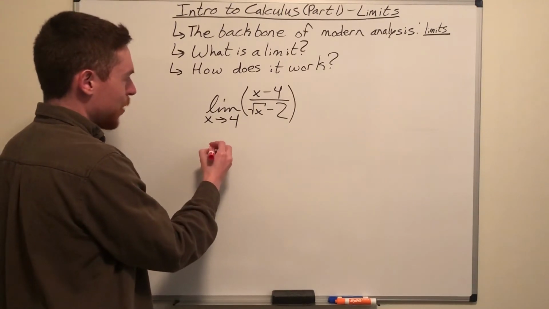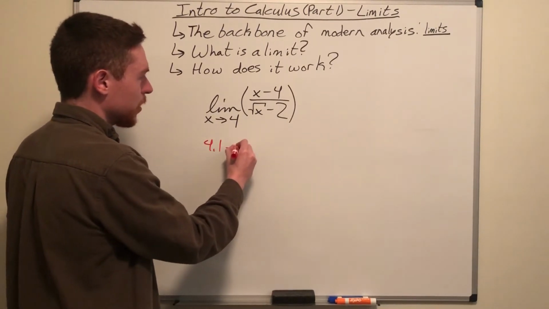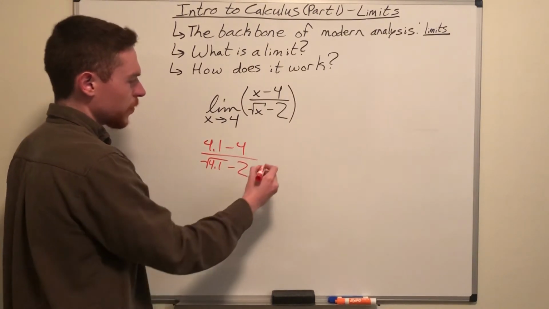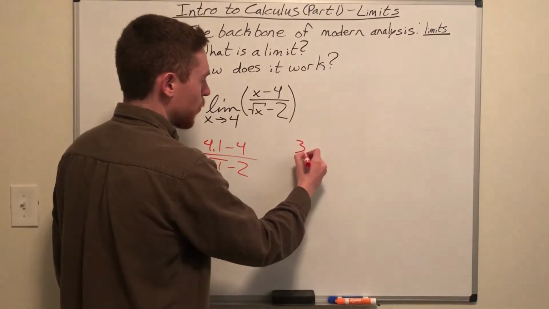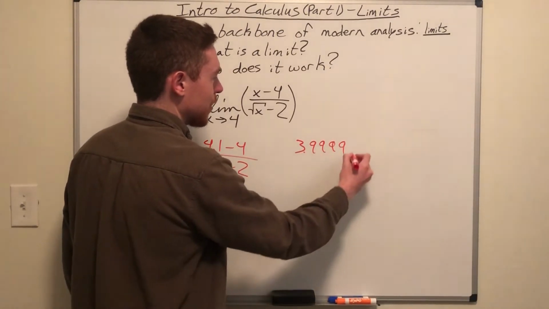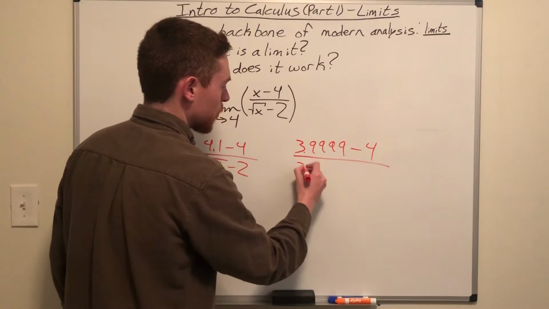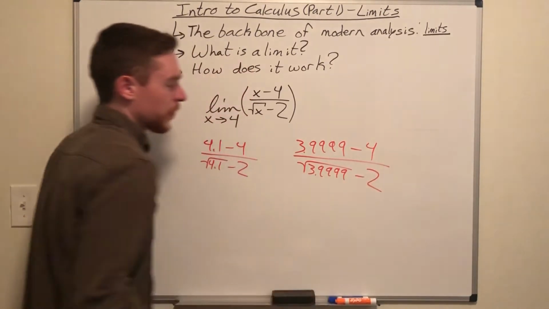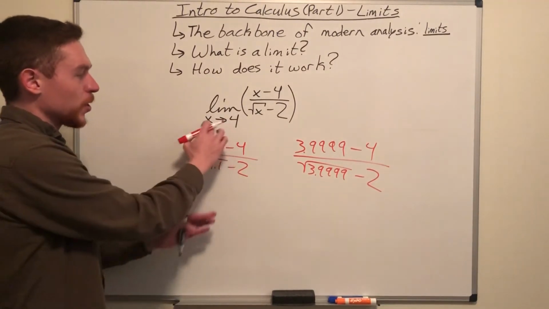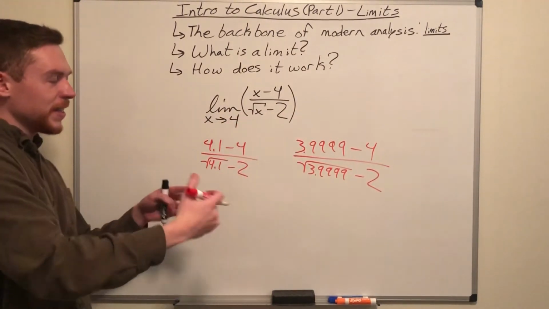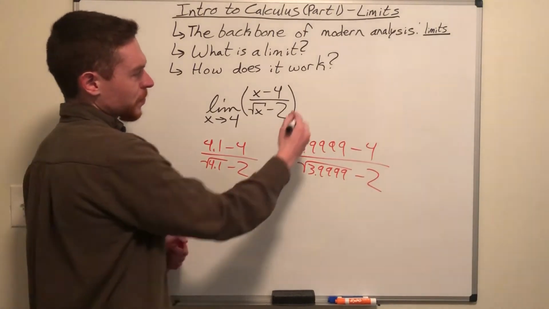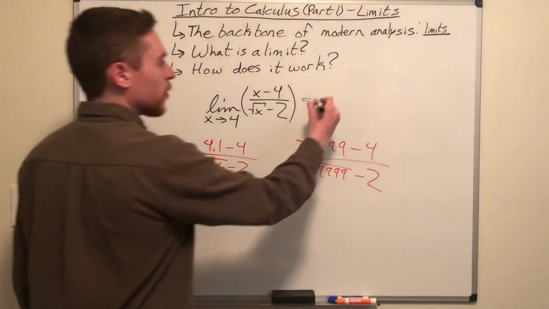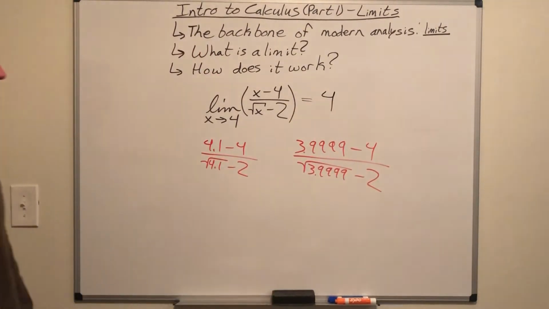Well, what happens if I plug in 4.1 for x? Square root of 4.1 minus 2. Or, let's say 3.9999 minus 4 over square root of 3.9999 minus 2. Again, you just allow the x values to get closer to this from both the right side and the left side. And what you would find is that this would go to 4, I believe. Yeah.